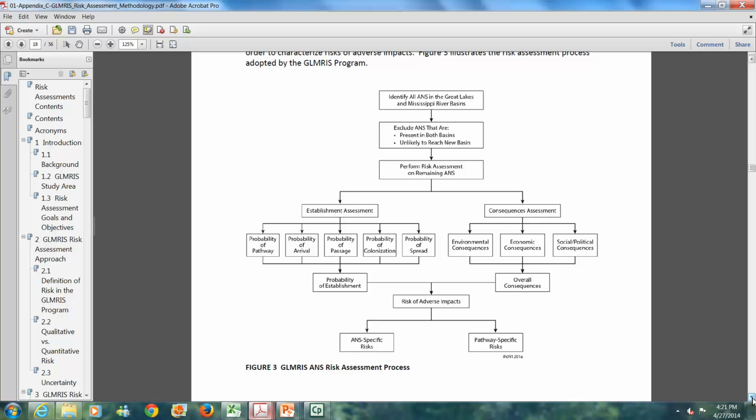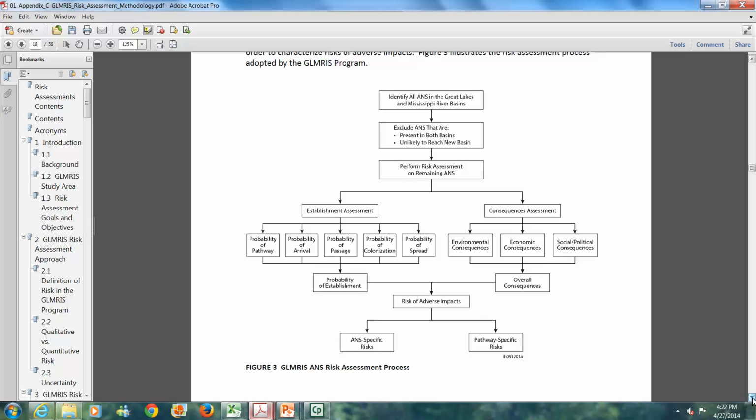On the left-hand side, you see the establishment assessment. That is essentially the probability piece of the risk. On the right-hand side, you see the consequence assessment. Notice that the establishment assessment is broken down into 5 specific events. This is the sequence of events that's necessary for the consequences to occur. The consequences are identified as environmental, economic, and social political.